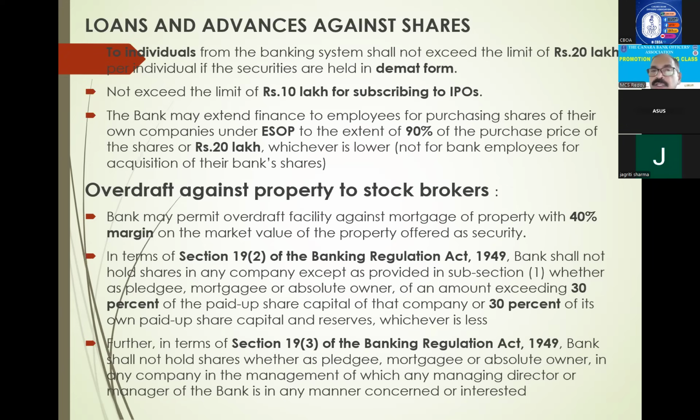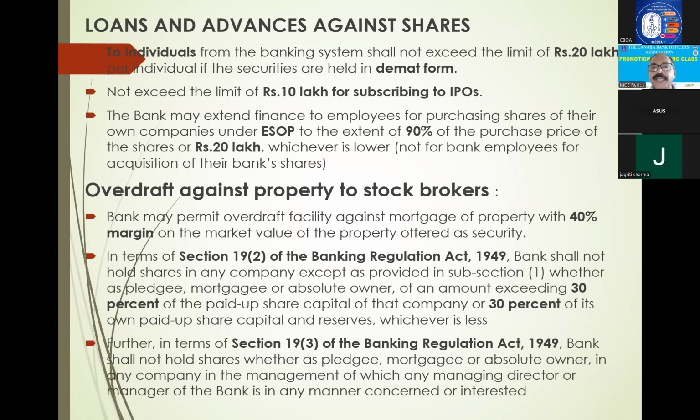Subscription for IPOs. Suppose ESOP, Employee Stock Option Scheme. What is this Employee Stock Option Scheme? Companies sometimes offer shares to their own employees at a concessional rate, a lesser rate. We call it Employee Stock Option Scheme. And for that, up to 90% of the purchase price we can give, but maximum 20 lakhs only. 10% only margin. Otherwise, normally margin against shares is 50%. But here 10% only we prescribe, right? And if they are in demat form, 25% margin.